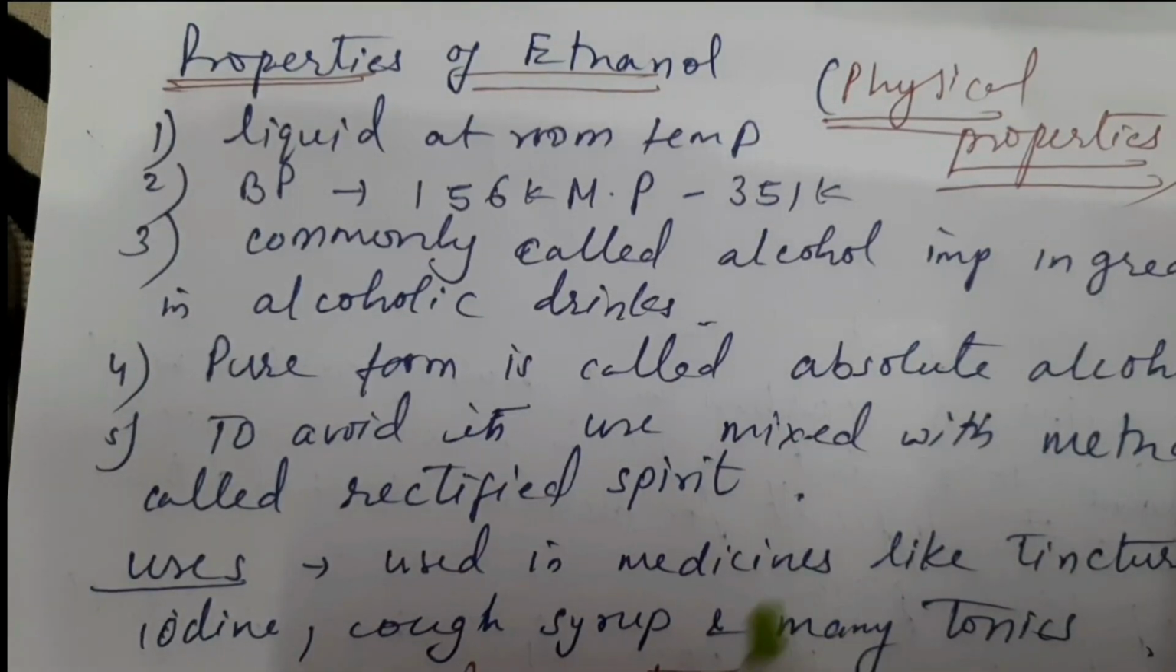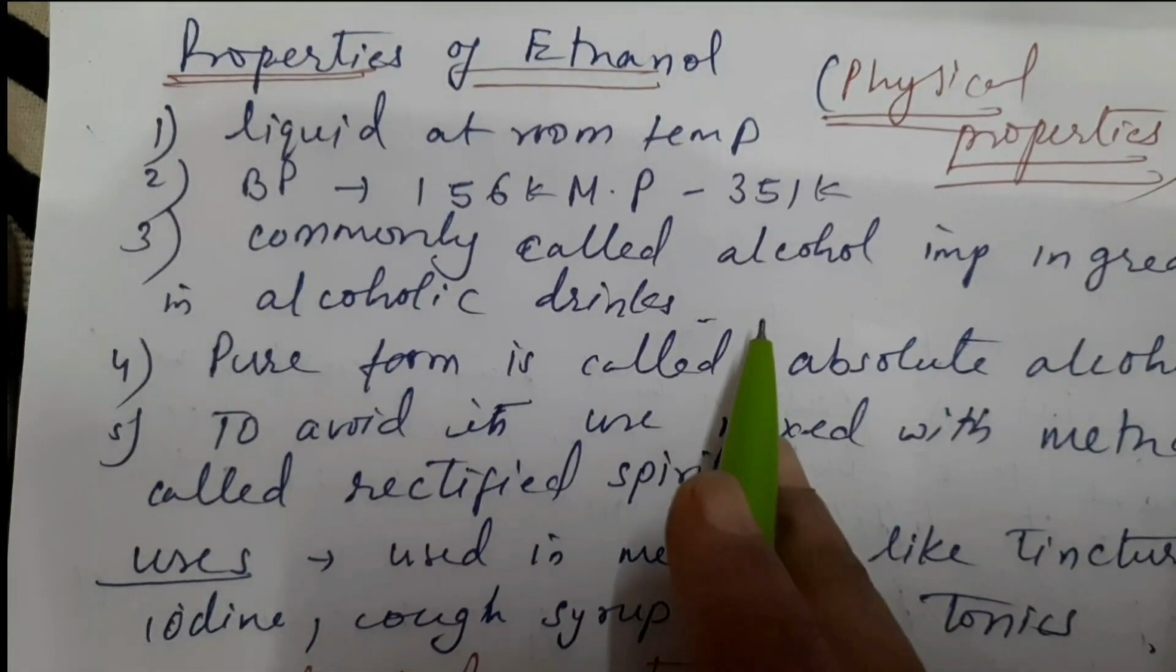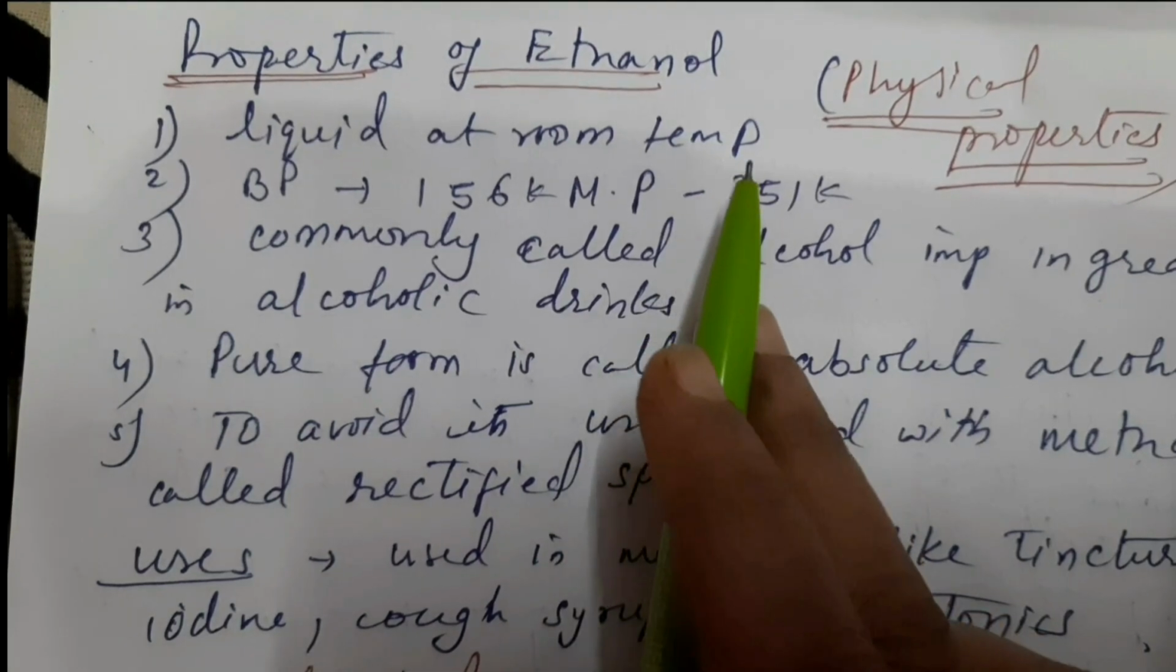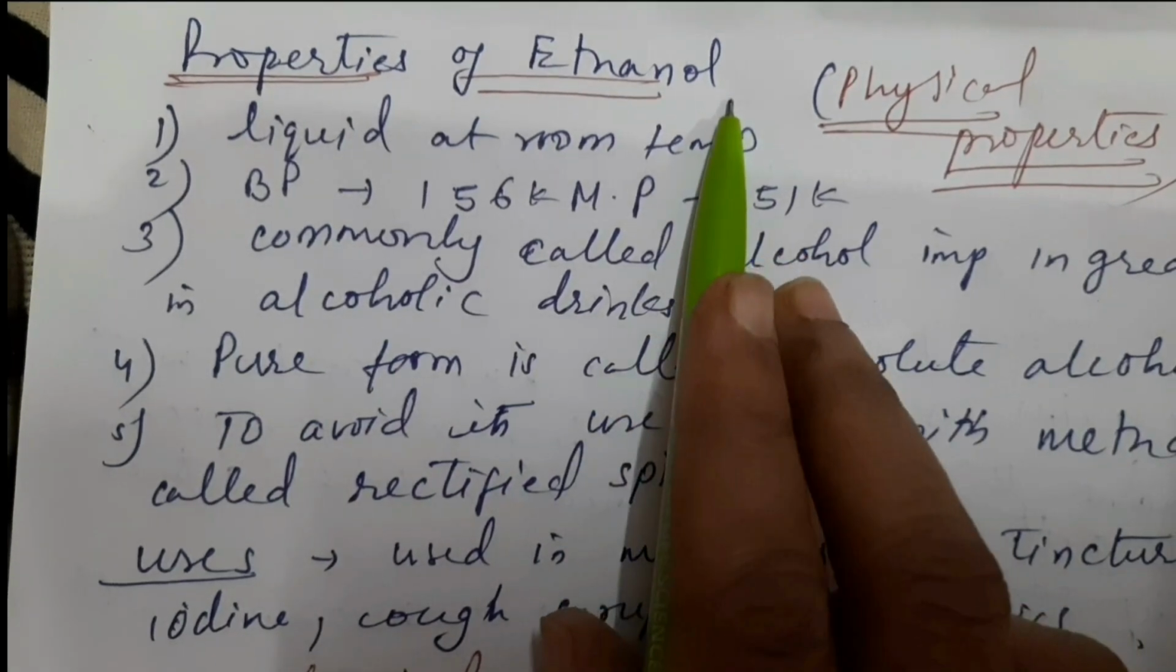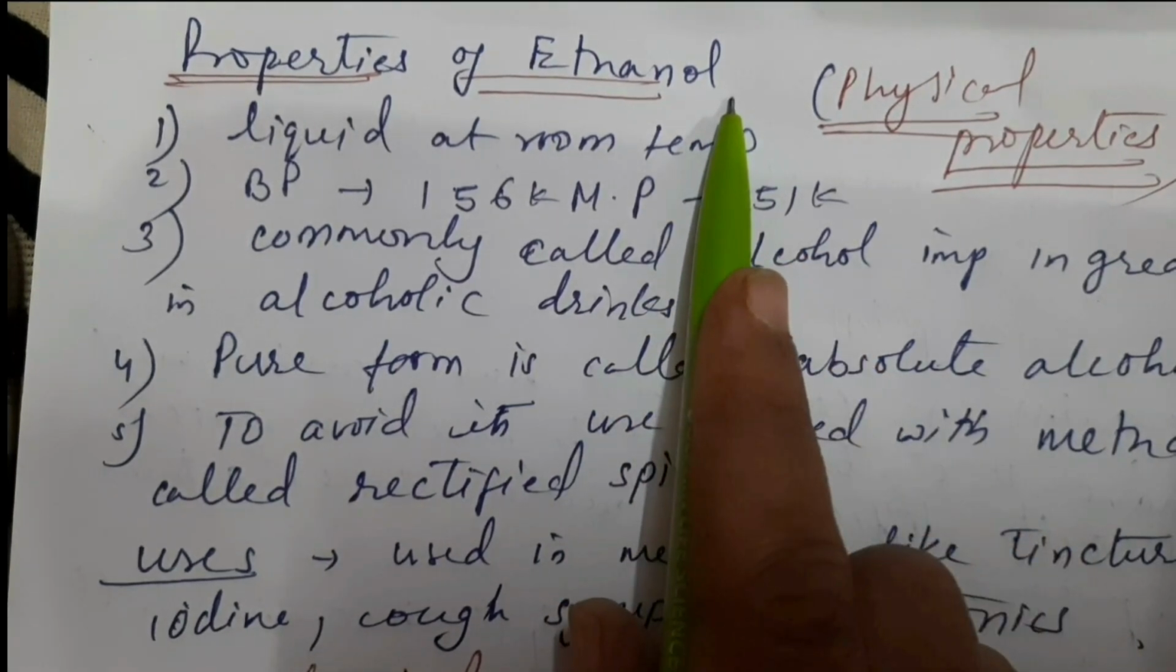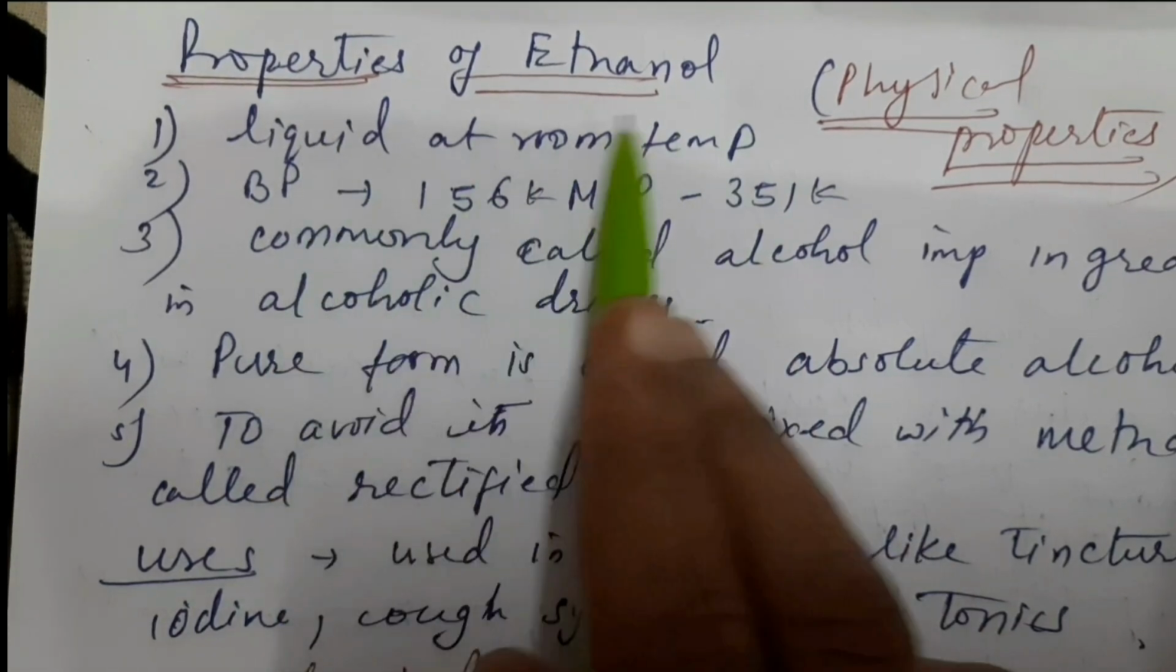Now let's start with properties of ethanol. Here in your textbook, 2 different chemicals are given. One is ethanol and the other is ethanoic acid. They can make questions based on properties also. So let's start with the properties of ethanol.